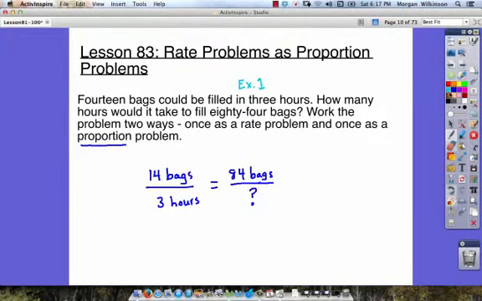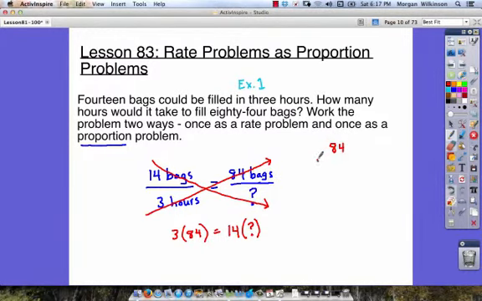So when we have a problem like this, what we need to do is cross multiply. We're going to say 3 times 84, whatever that answer is, is going to be equal to our other cross product of 14 bags times our question mark. So let's figure out what our answer is. We've got to do 3 times 84 first. 3 times 4 is 12. We'll carry our 1. 3 times 8 is 24, plus 1 more is 25. We got 252. So 252 is equal to 14 times our question mark.